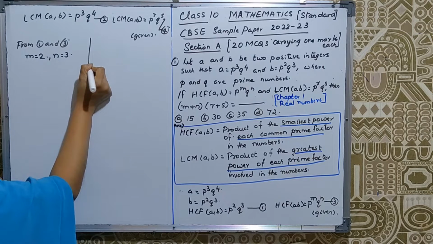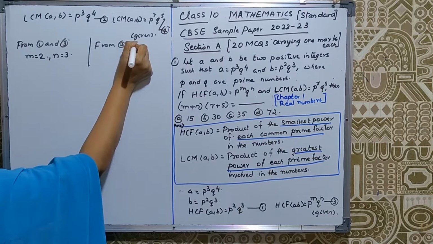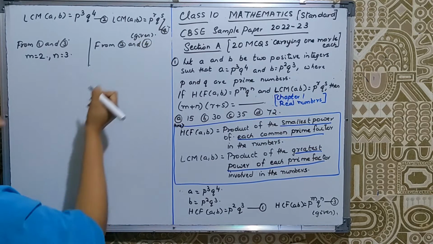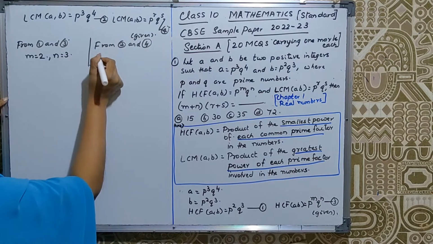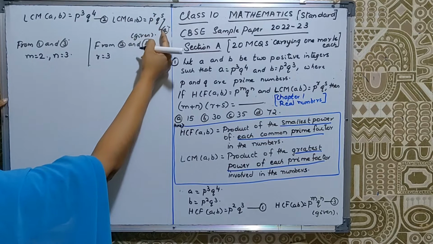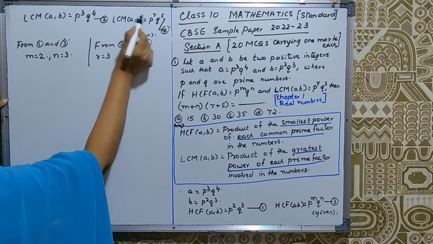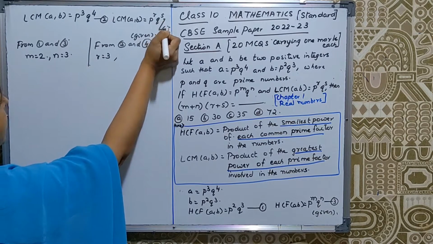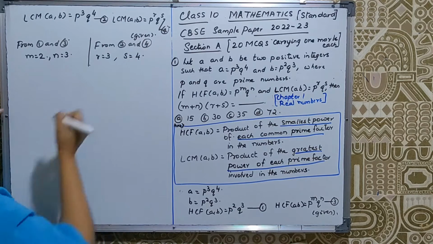In the same way, we are comparing the powers from 2 and 4. Again, we'll compare the powers of P. P's power is R in equation number 4, and P's power is 3 in equation number 2. So R equal to 3. Next, on comparing the powers of Q in equation number 4 and 2, S equal to 4.